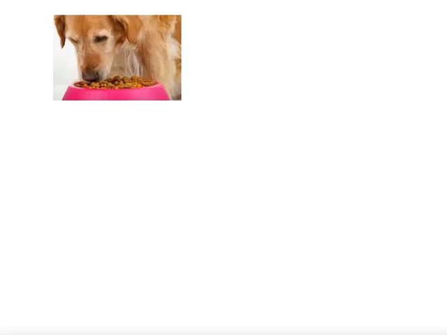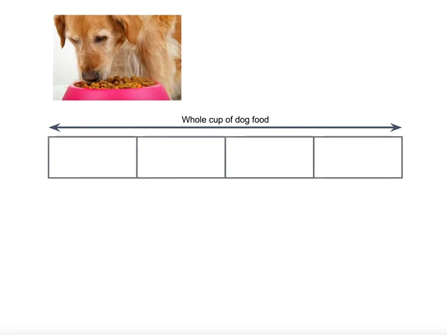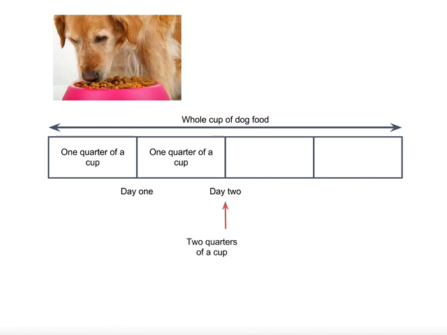Let's look at real problems with equivalent fractions. Our dog eats a whole cup of dog food over 4 meals. So we can see the 4/4 will make up the whole cup. After 1 day, my dog has eaten 1/4 of a cup. After 2 days, my dog has eaten 2/4 of a cup. So at the end of day 2, we could say 2/4 of a cup have been eaten, or we could say 1/2 of a cup. So 2/4 is the same as 1/2.